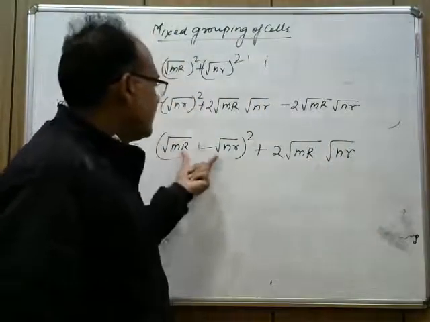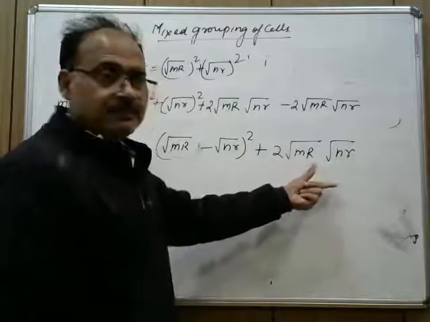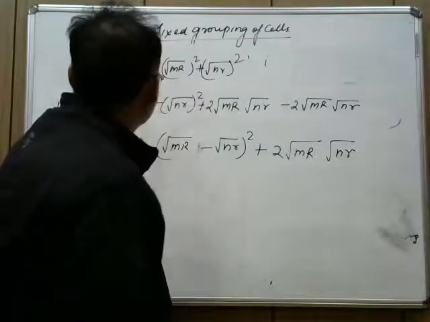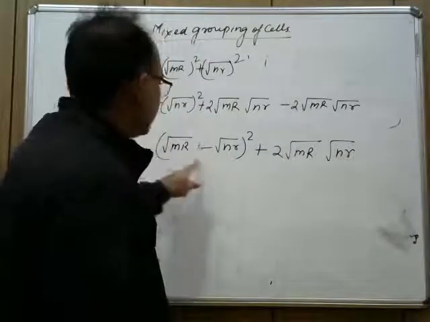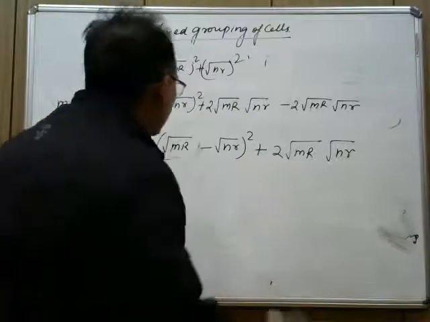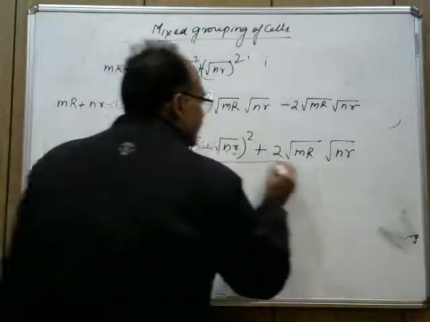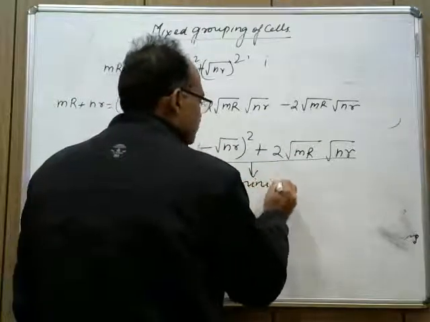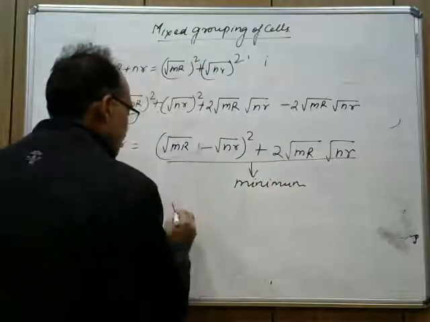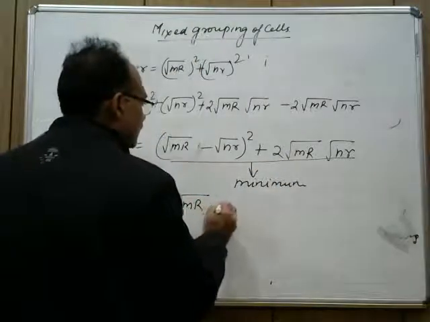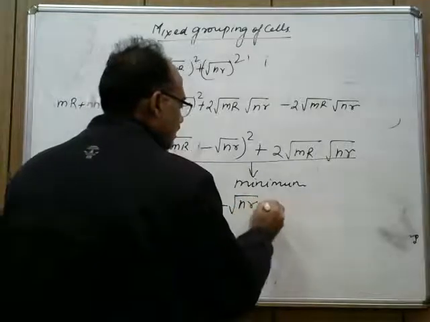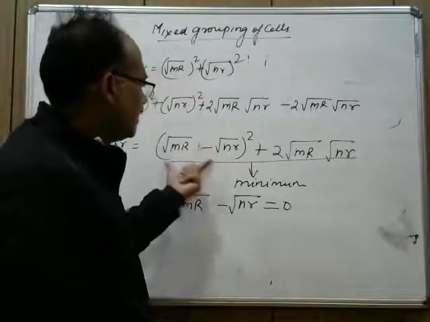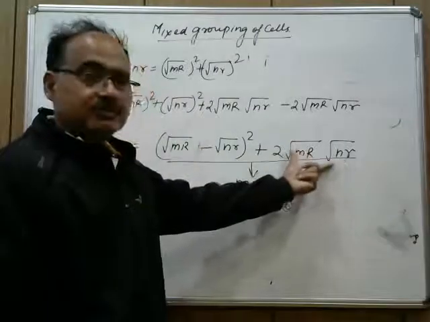देखिए, that is (A minus B) whole square plus 2AB. क्लास 10th में पढ़ा है फार्मूला. Now we can replace this MR plus NR as this quantity. Now this quantity will be minimum when under root MR minus under root NR is equal to 0. ये तभी मिनिमम होगा क्योंकि यही एक निगेटिव साइन है, ये 0 हो जाएगा तो इतना हो जाएगा मिनिमम वैल्यू.